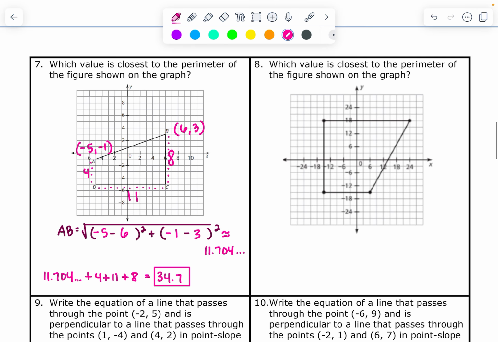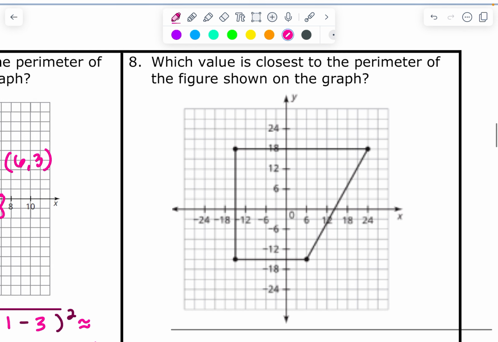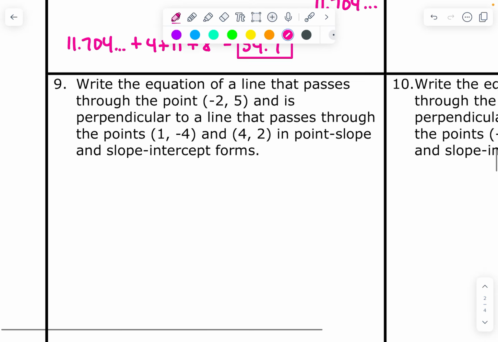All right, go ahead and give number 8 a shot. Keep in mind that this is increasing by 3s. So that's 3, 6, 9, 12, 15. Okay, so just keep that in mind. Number 8, 9, just kidding.